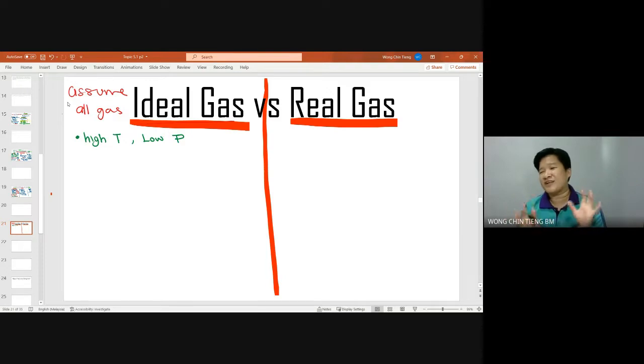Oh, my gas having a lot of energy. My gas move as what they should move. Alright, low pressure. Tak ada siapa tekan saya, tak ada siapa tarik saya. Kawasan saya cukup luas. I move as I wish. Alright, it sounds so ideal, betul? But in fact, it doesn't happen.